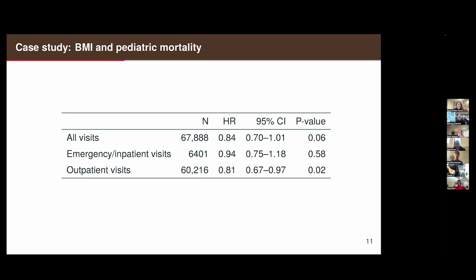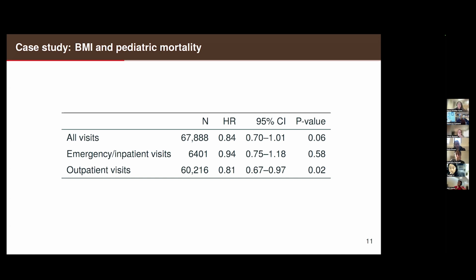So when we look at these data, the way that I interpret these results is, if we look just at the outpatient visits, which tend to be, or are more likely to be, non-informative, we see a significant negative association between BMI and the hazard of death. So the hazard is decreased in kids with higher BMI.